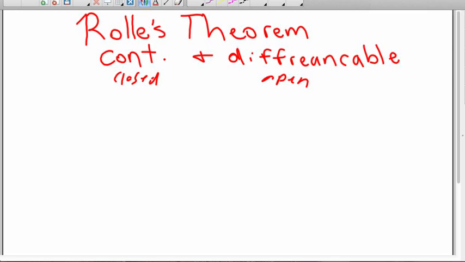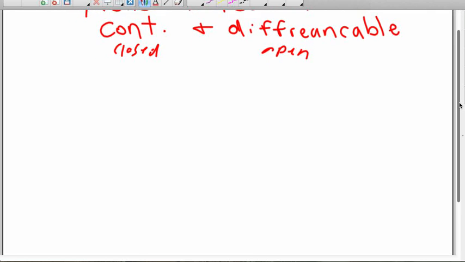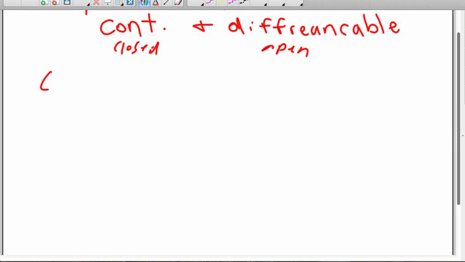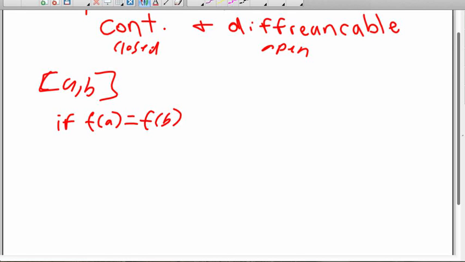Anyway, you have to check both of these, otherwise it does not work. So give us an example. So yeah, now if we're dealing with an interval AB, it's going to have to be a closed interval. Okay, so if f of a equals f of b, and this is the third condition, then somewhere between a and b there is a critical point.